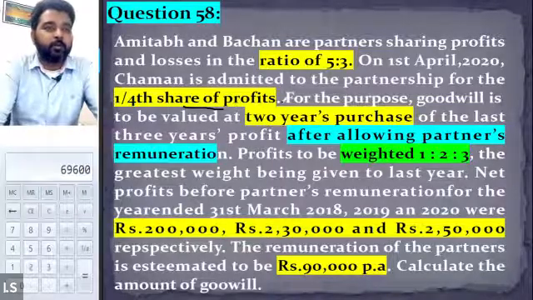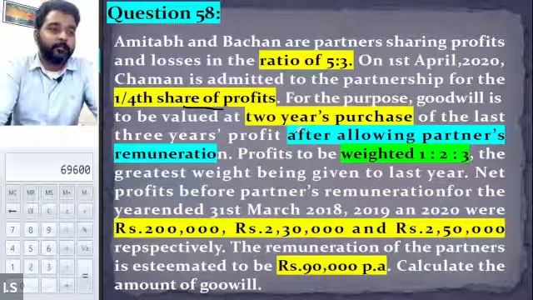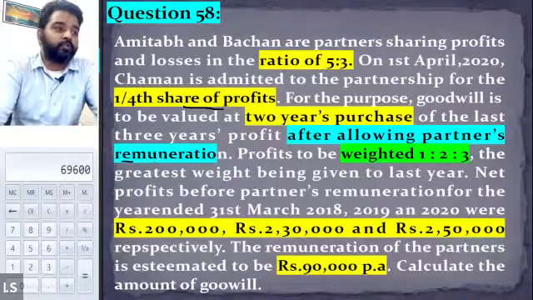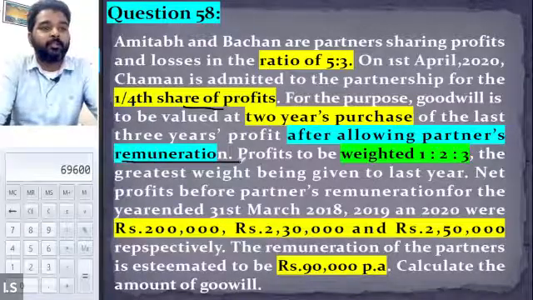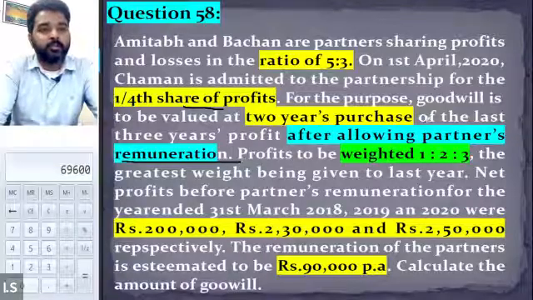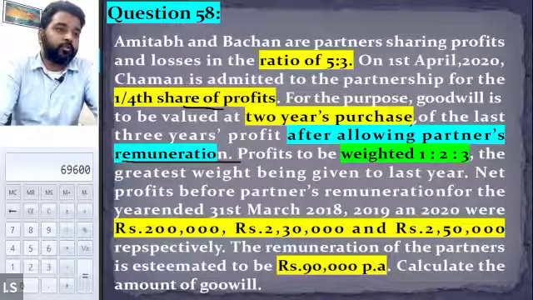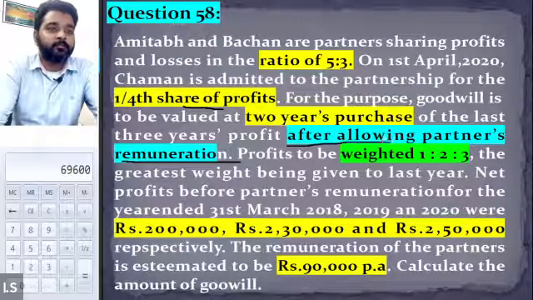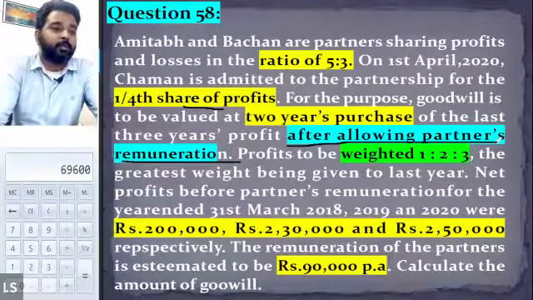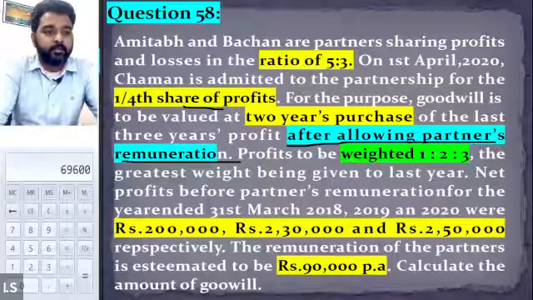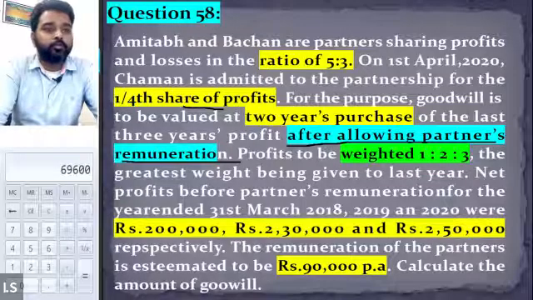For the purpose, goodwill is to be valued at 2 years purchase. So the number of years purchase is already given. Of the last 3 years profit after allowing partners remuneration. So we have to calculate the value of goodwill taking into consideration the profit after the remuneration of the partner. This is the information regarding the adjustment. This is the adjustment that we will have to make in the profit that will be given in the question.